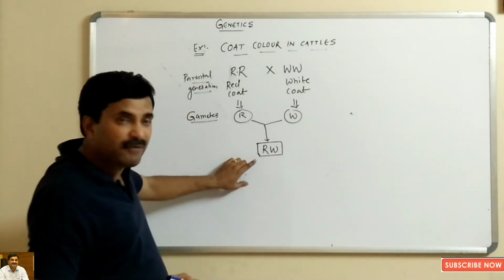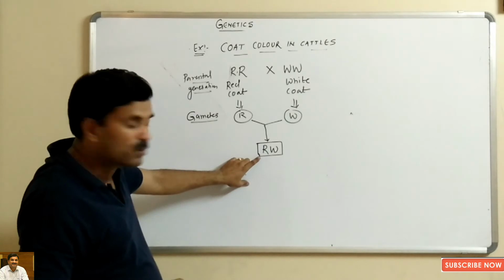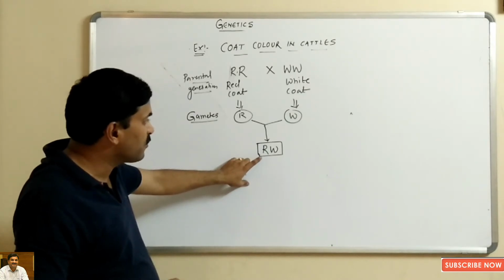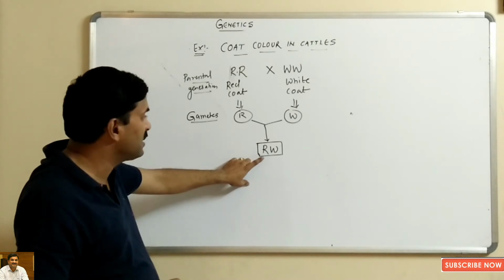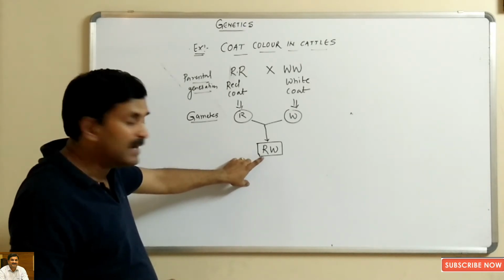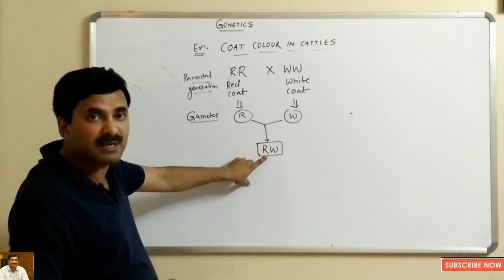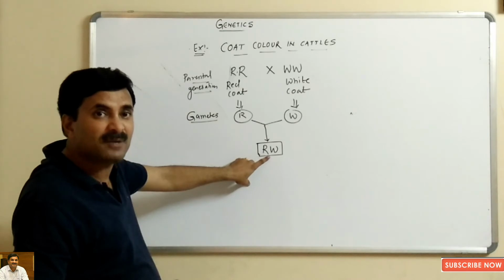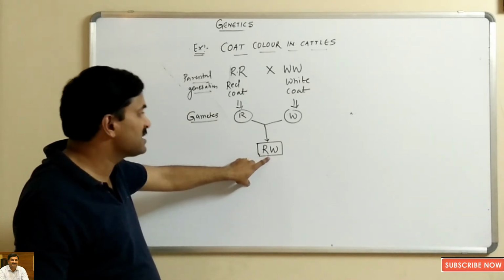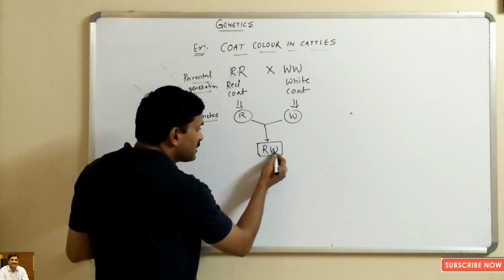Right? Now what is the definition of codominance? Codominance says that when two alleles are present together in heterozygous condition in F1 generation, they neither show dominant recessive relationship nor they show incomplete dominance. Rather, both the genes are expressed together simultaneously, and this is called codominance. Means I want to say this is codominant with this one.